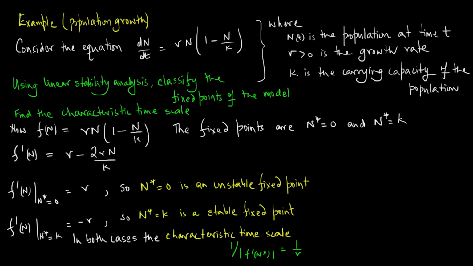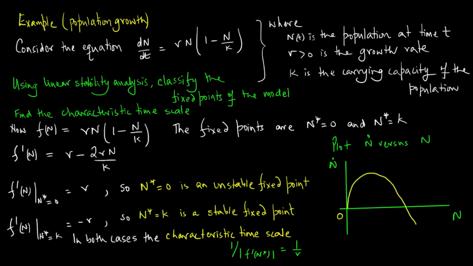the fixed points. Now let's go ahead and plot n dot versus n. By now we are quite familiar with making such plots. So that's a plot of n dot versus n. 0 and k, the two fixed points, have been highlighted, and k represents the stable fixed point and 0 represents the unstable fixed point.